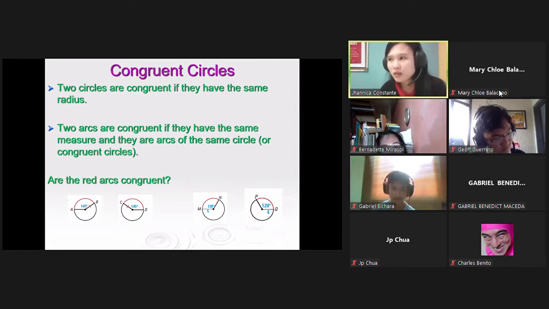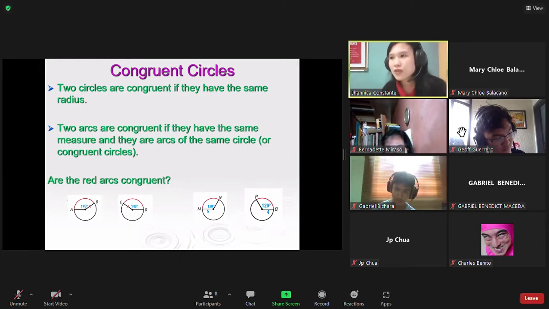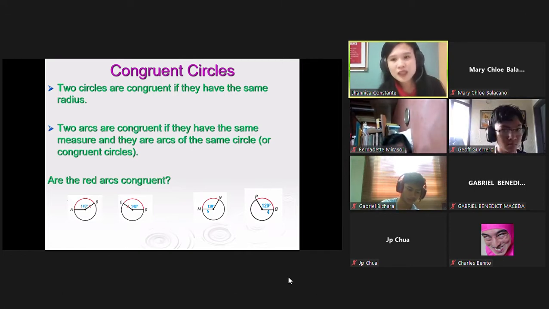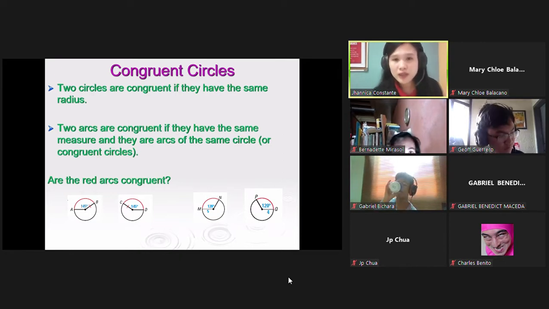And the other basis for us to classify that two circles are congruent is if the two arcs are congruent, if they have the same measure and they are arcs of the same circle or congruent circles. So that means we can only classify that two circles are congruent if both their radius and their arc are congruent.